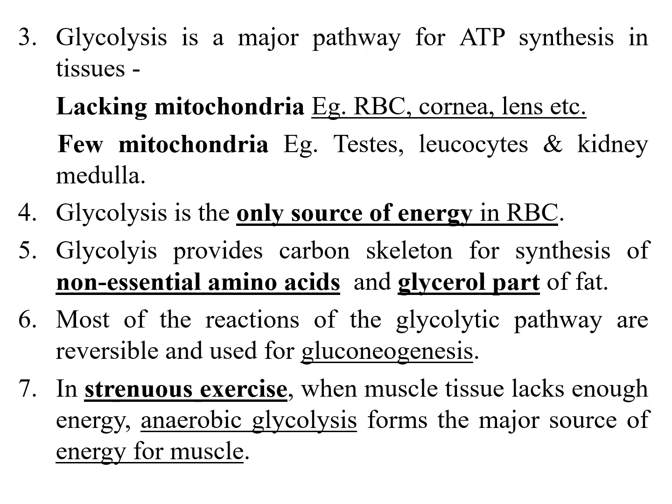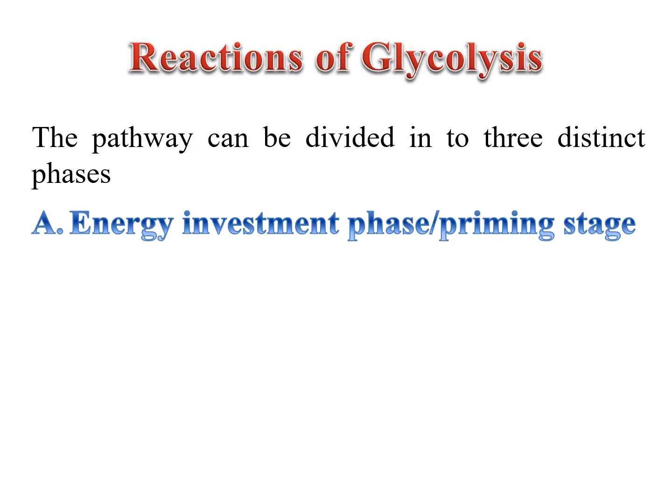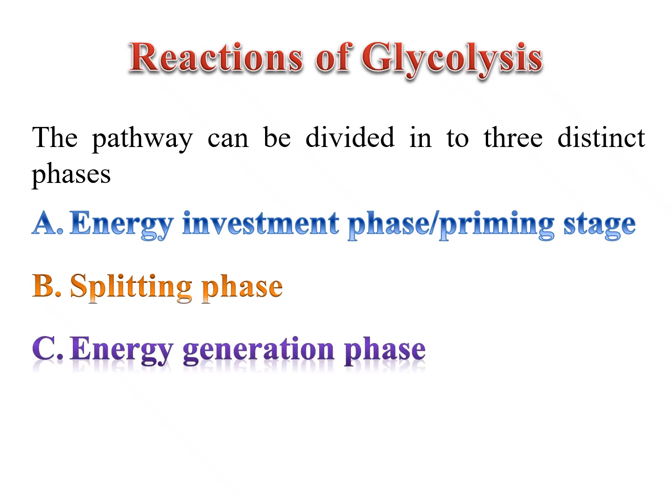Now, we'll start the pathway. You have to remember three phases. One is investment phase, second one splitting phase, and third one production phase. First we have to invest and then split off. At last, production of ATP will be there.